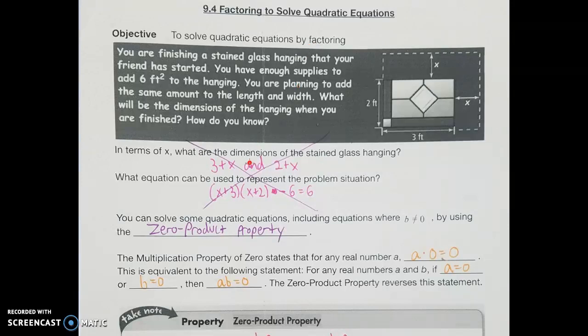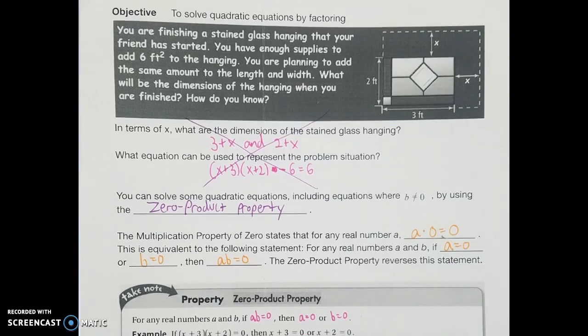I'm skipping through the first part a bit, but we can solve some quadratic equations, including equations where b is not 0, by using what we call the zero product property. The multiplication property of 0 is our rule that says any number times 0 is 0. It's also equivalent if I have more than one number. If I have a and b, for example, if a is 0 or b is 0, then a times b will still be 0, because anything times 0, remember, is 0. The zero product property reverses that statement. That's what we're using to solve these equations.